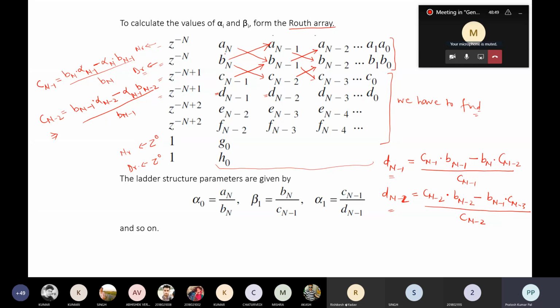Once we have found all the values, these are the coefficients, called the coefficients of the different orders of z. We can find out this c, d, e, f, g, and at the last, up to z to the power 0, the values are there. So one will be there. Whatever coefficients come out, we will be finding. Once we have found these values, we go into the ladder structure.